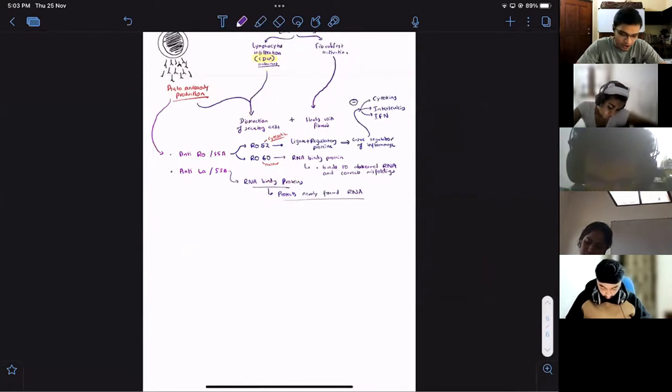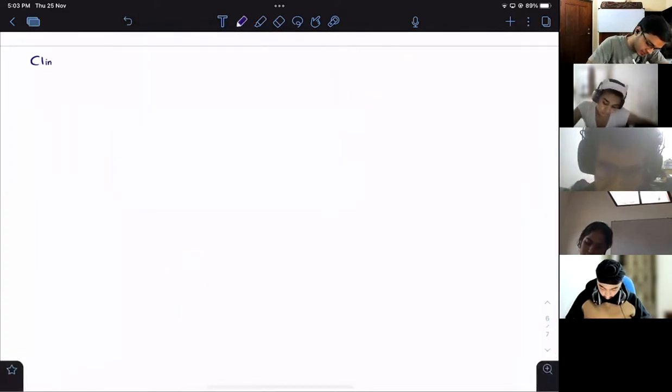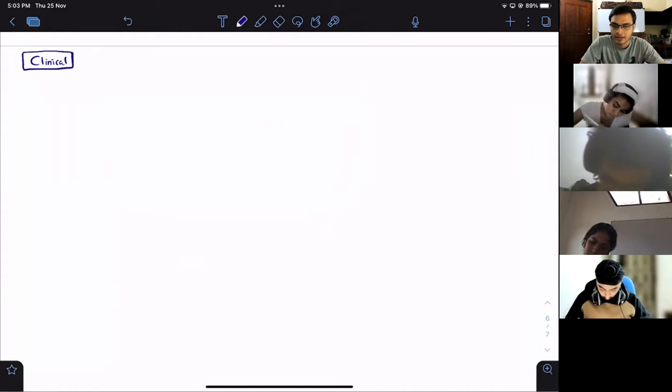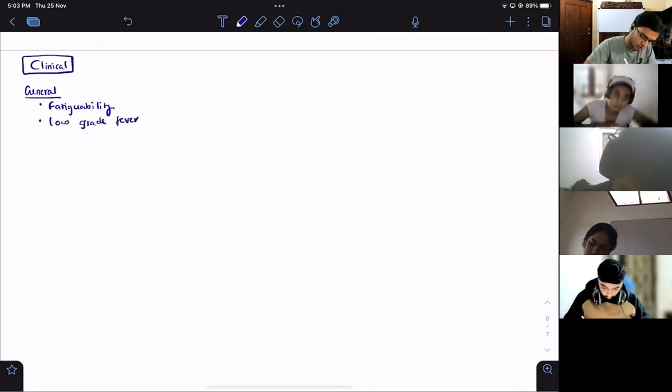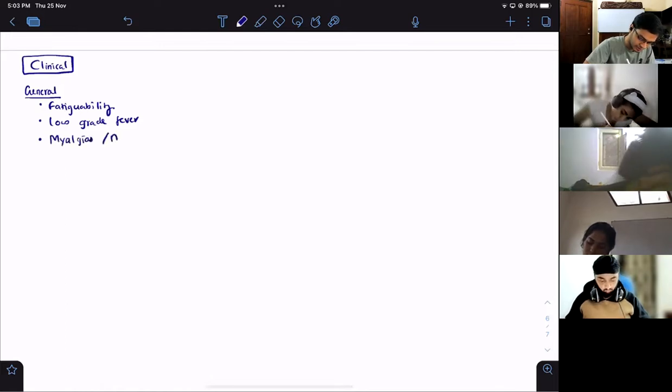Okay. Now we will come to the clinical picture. What do we see in these patients? Clinical manifestations of Sjogren's. First of all, there are some general manifestations. These are highly unspecific: fatigability, low-grade fever, all due to the systemic inflammation that is going on. And then especially once the joints get involved, we can have myalgias, arthralgias, all of these can be there.